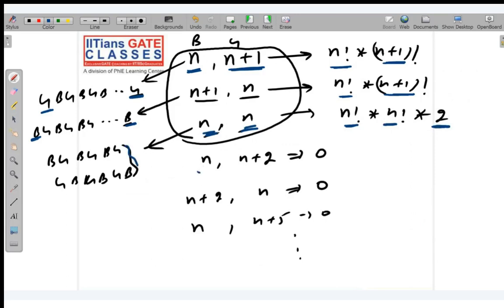Now if I say n boys and n plus 2 girls, obviously 0 ways. Why? Because n boys will create n plus 1 places. Now at n plus 1 places, how will n plus 2 girls sit? Not at all possible. So that's why the answer is 0.